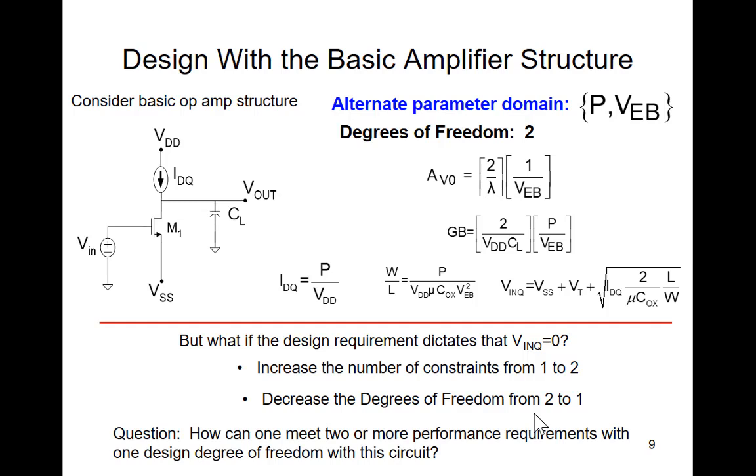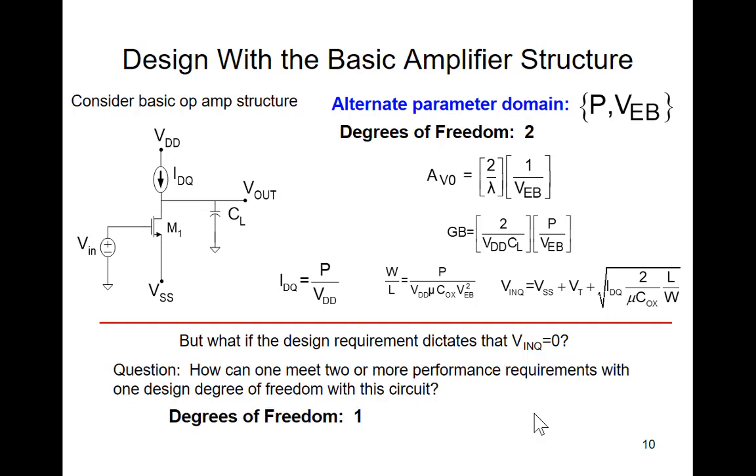So the question is, how can one meet two or more performance requirements with one design degree of freedom in the circuit? Either you're lucky and it just happens that you met both design requirements, or you can't do it. If you can't do it, what do you do? Look for a different circuit. Remember, that's the characteristics of this circuit. It's not characteristics of all circuits.